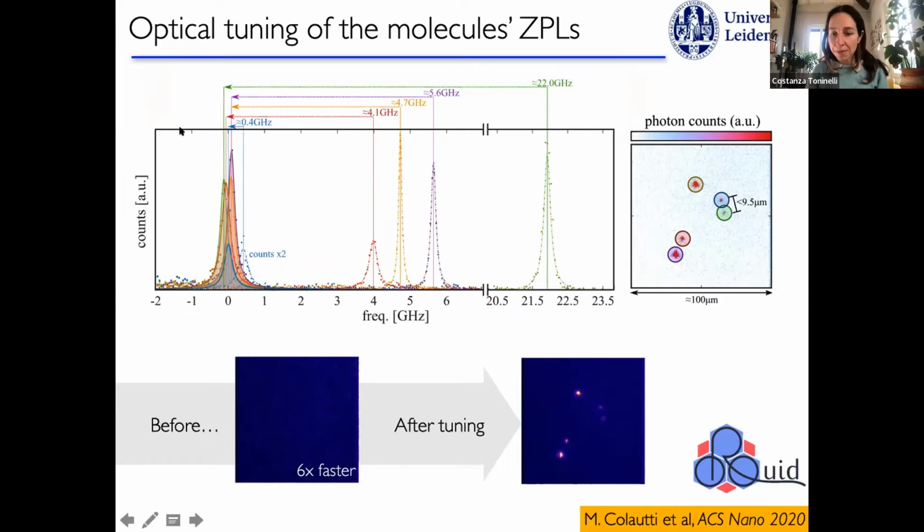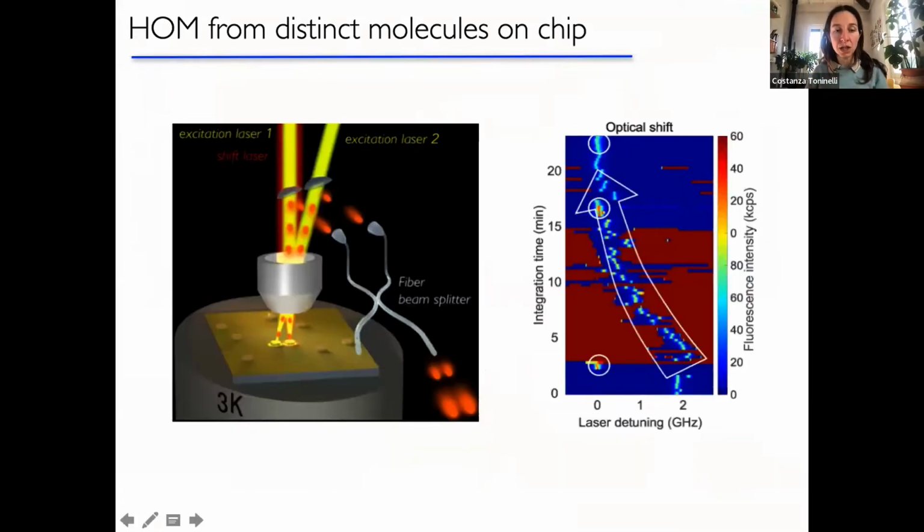I was happy enough, but I was not totally satisfied. And I asked them, is it possible to use this to do two-photon interference then, but for photons coming from distinct molecules this time, after having tuned one on top of the other? And this is what we then headed to. Here on the right, you see the sequence of pulses that we used in order to tune these molecules that originally were 2 gigahertz apart, and in the end they were one on top of the other.